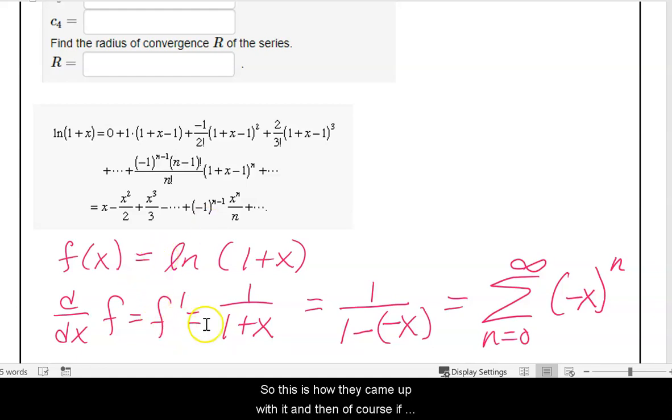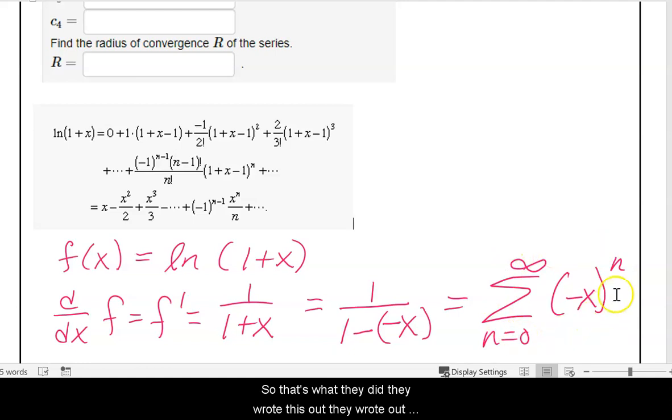And then, of course, if this is what the derivative is, how did they get back to the natural log of 1 plus x? Well, they need to undo the derivative. So what they did to get back to f was they integrated it term by term, and they chose the first constant, of course, to be 0. So that's what they did.